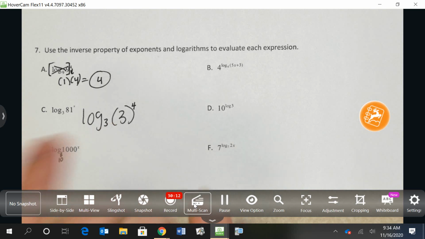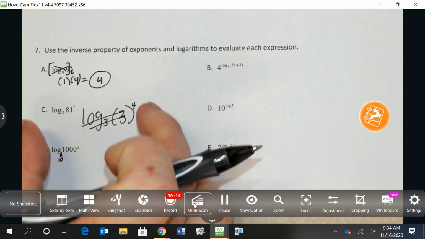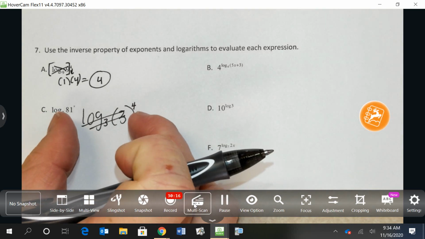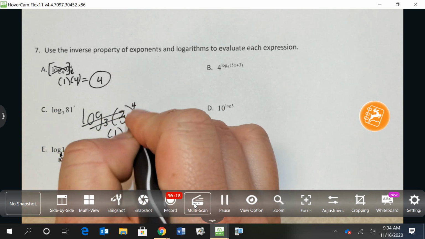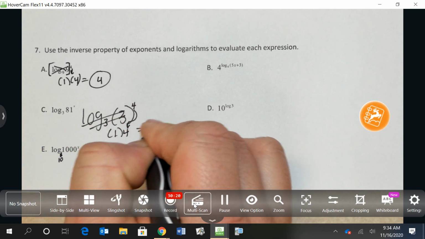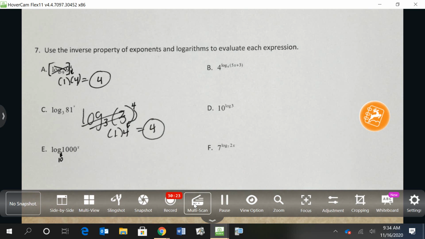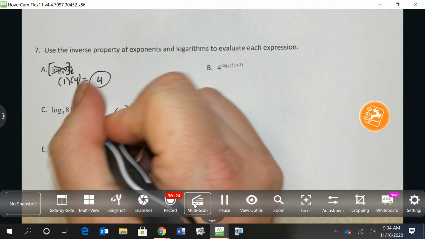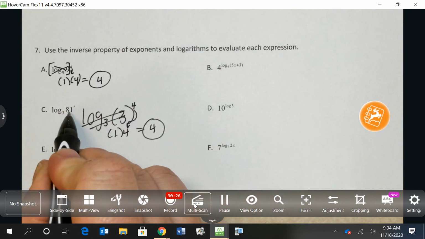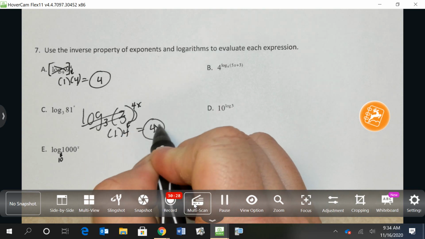Log base 3 and 3, when you evaluate that part of the expression, it simplifies to a 1. Then you get to bring down the 4. 1 times 4 is 4. And I'm so sorry here. I forgot there's also an x, a really small x. I need to attach that x as well.